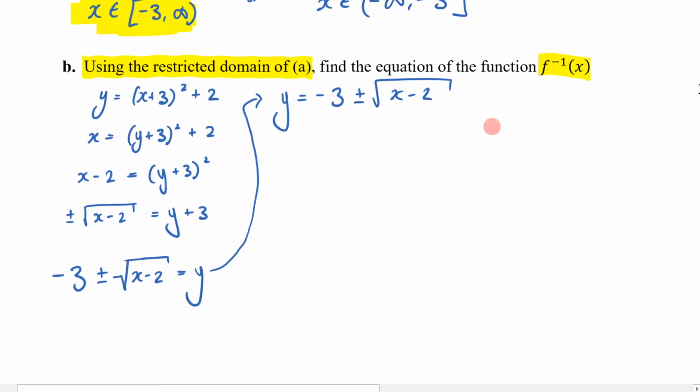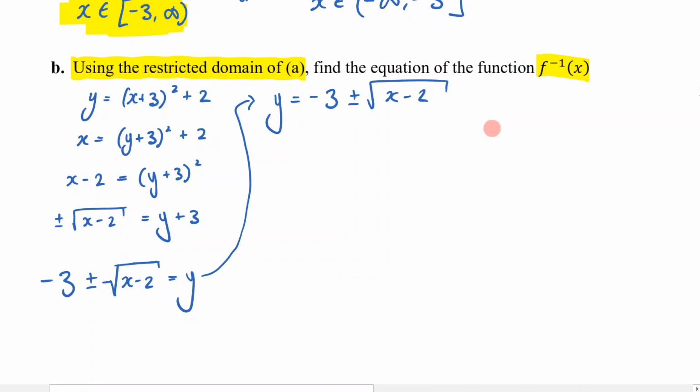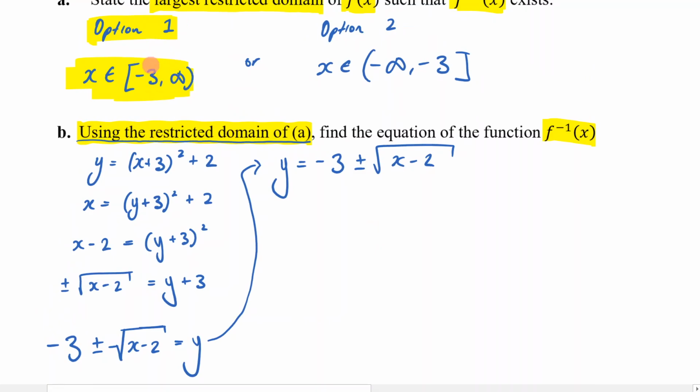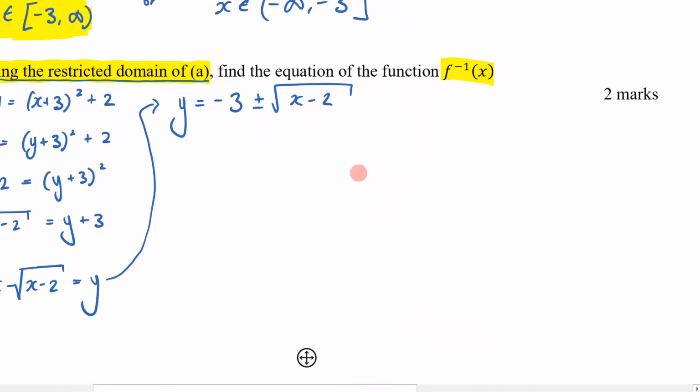Now, let me pause here for a moment and say that many people would just stop here and leave this as their final answer. The reason why this isn't your final answer is because you can't leave it as plus or minus. It's either one or the other. You can't leave it as both. You need to figure out which it is, and the way you figure that out is by considering the domain. That's why this question says use the restricted domain of A. So we're going to use our domain of the function to figure out what my inverse is going to be. Is it going to be plus or is it going to be minus?